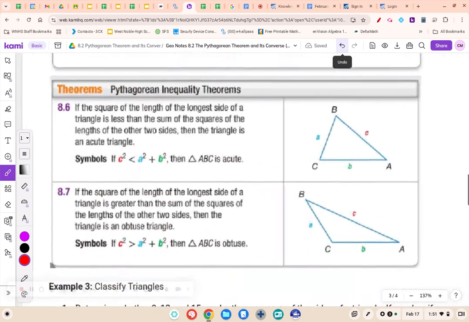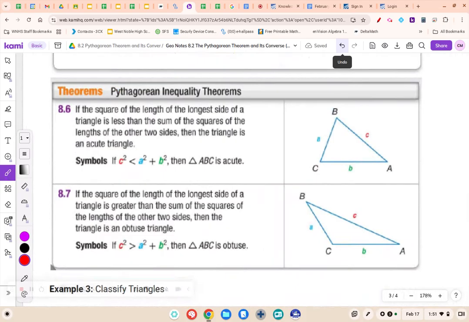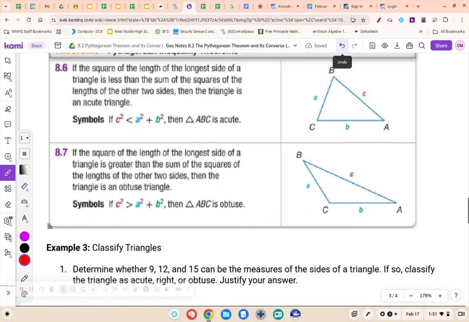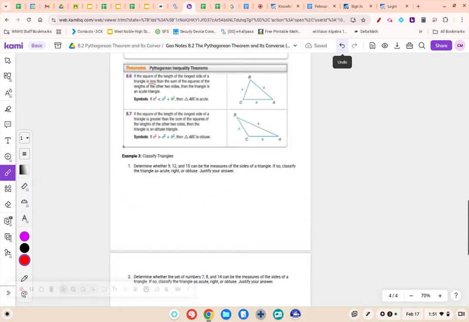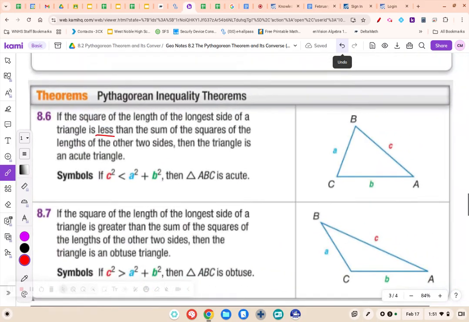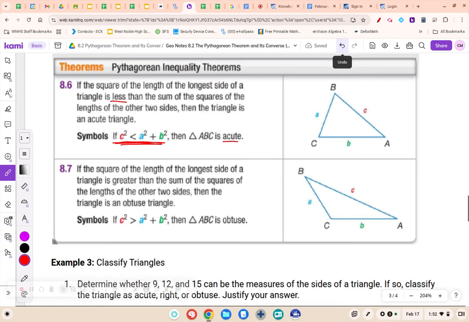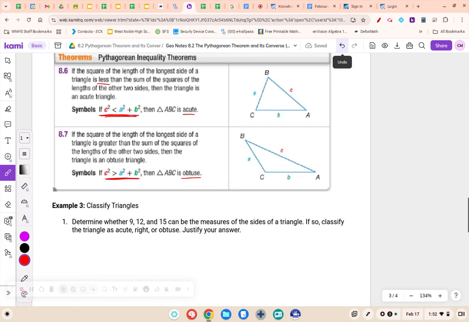And then we have inequality theorems. It says if the square of the length of the longest side of the triangle is less than the sum of the squares of the lengths of the other two sides, then it has to be an acute triangle. So we're going to set it up as if it's a Pythagorean theorem problem, but then we're going to figure out if it is acute or if it is obtuse. If the square of the length of the longest side is bigger than the sum of the squares of the lengths of the other two sides, then it is obtuse. Okay? So we're going to be comparing.